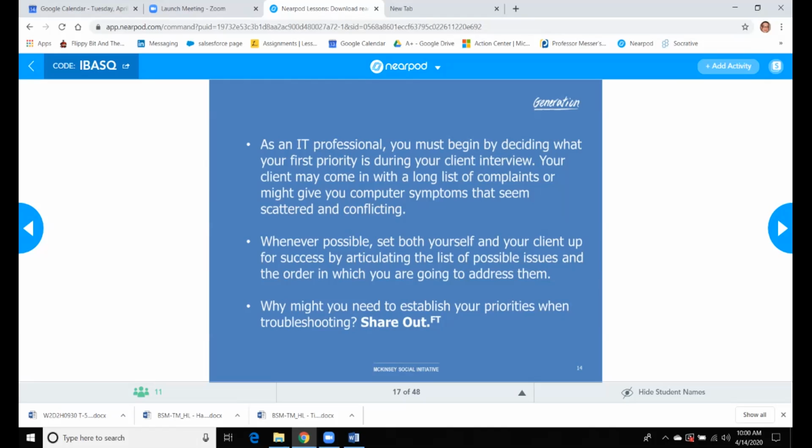Why might you need to establish your priorities when troubleshooting? We just said, right? We want to make sure that whatever is really critical to them, be that it may not be a major problem, but it may be critical to them to be done first, we tackle those fires first. Any other reason you think we might want to establish priorities and make sure that our client and ourselves are on the same page?